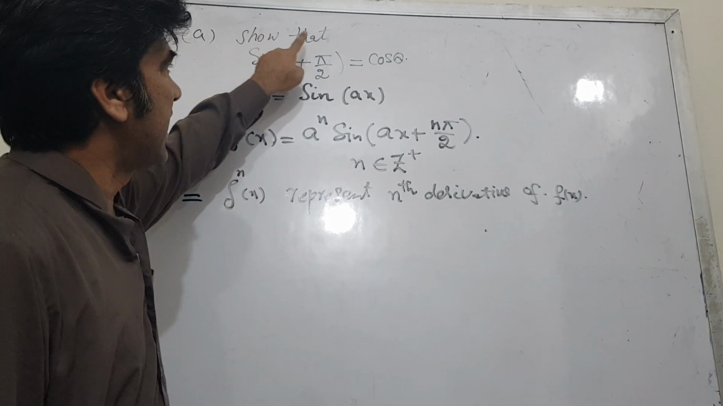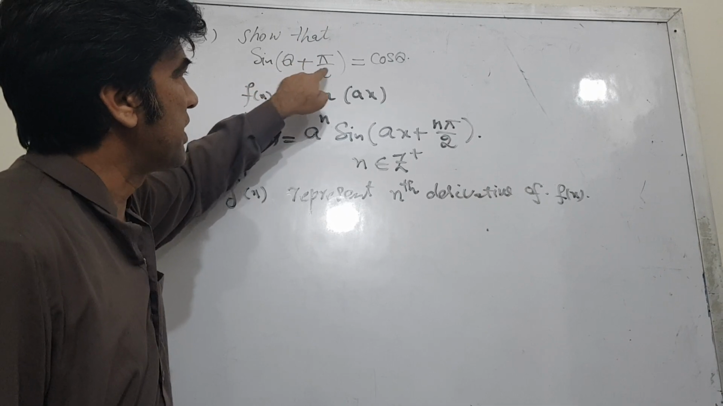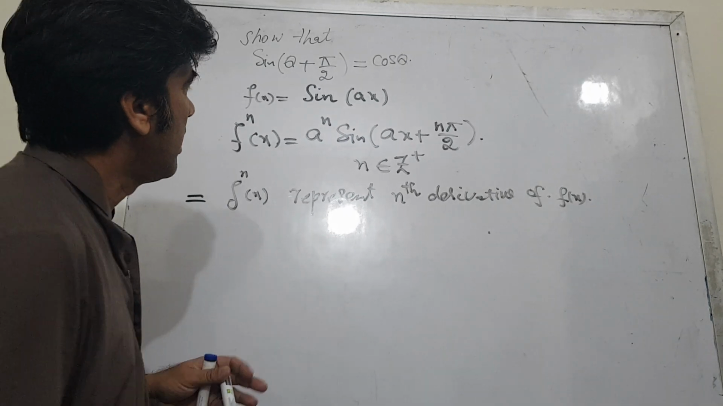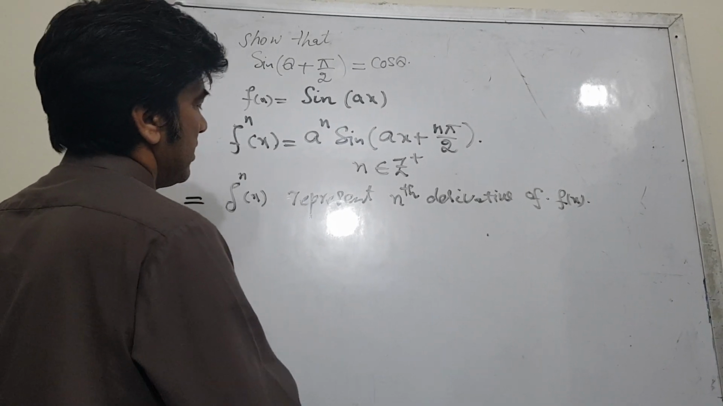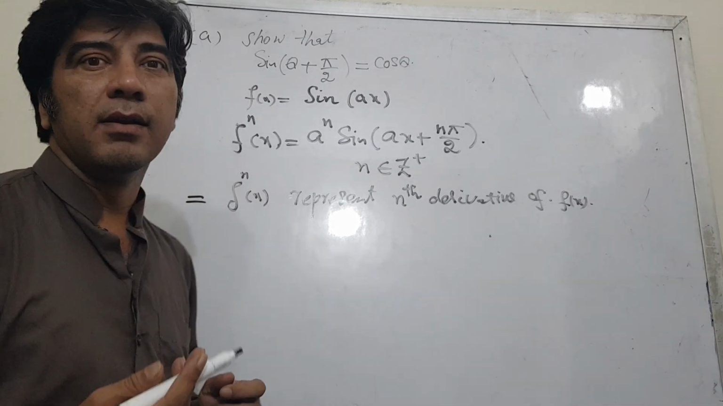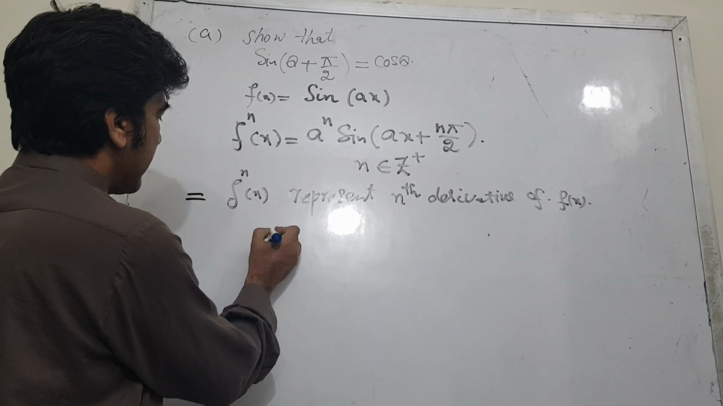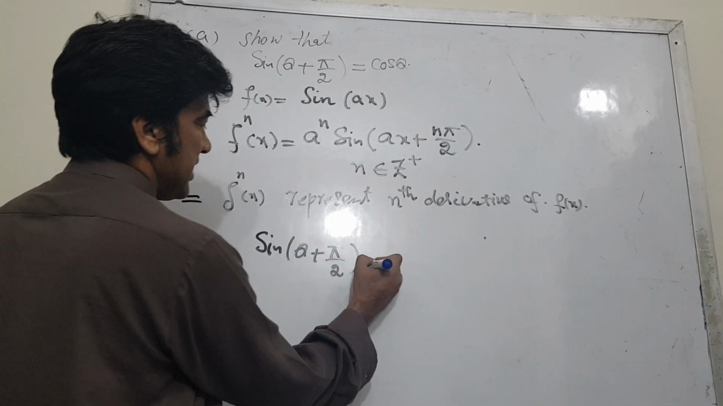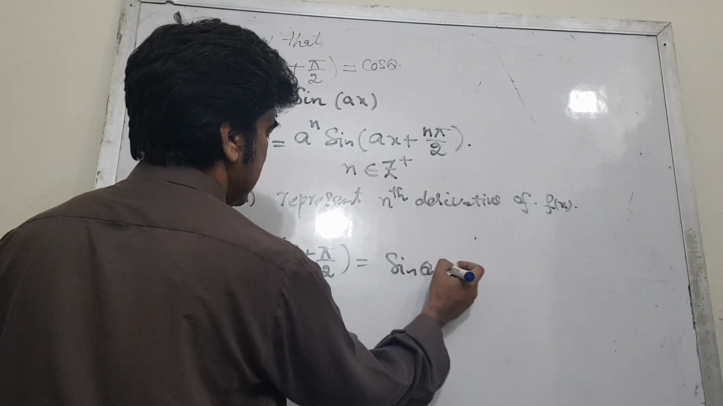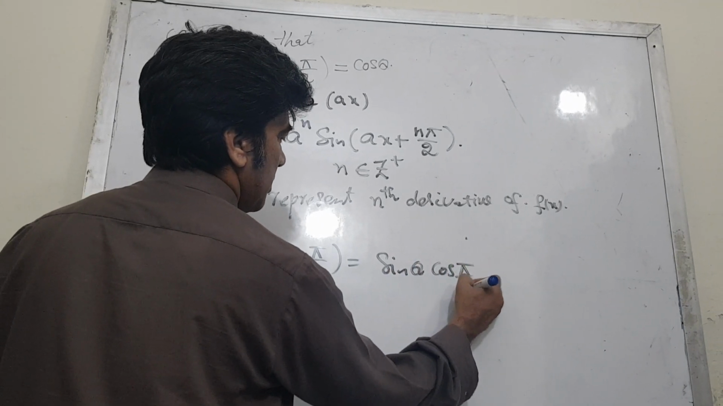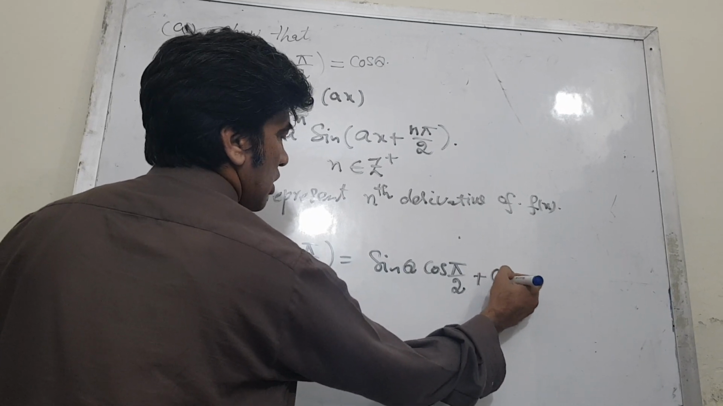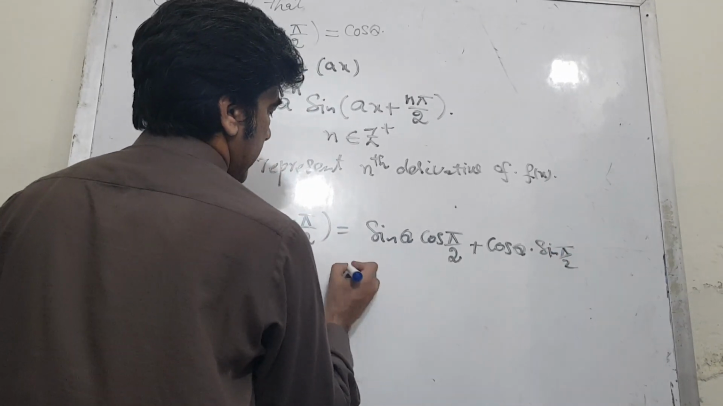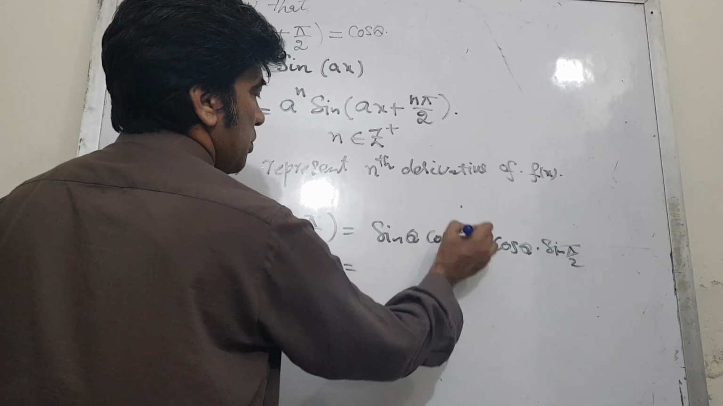The question states, show that sine of theta plus pi over 2 is equal to cos theta. It's a simple question, right? And we can do it simply by using the compound angle identity. Sine of theta plus pi over 2 is equal to sine theta cos pi over 2 plus cos theta sine pi over 2. And so cos pi over 2 is basically 0.